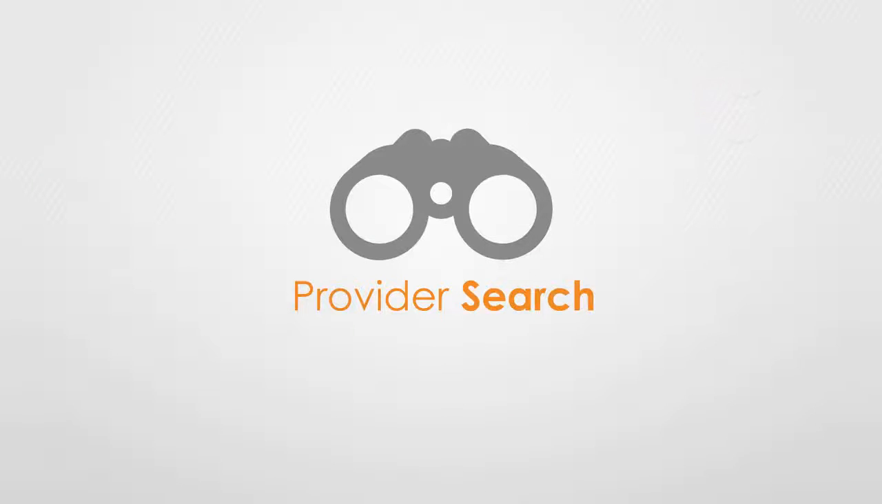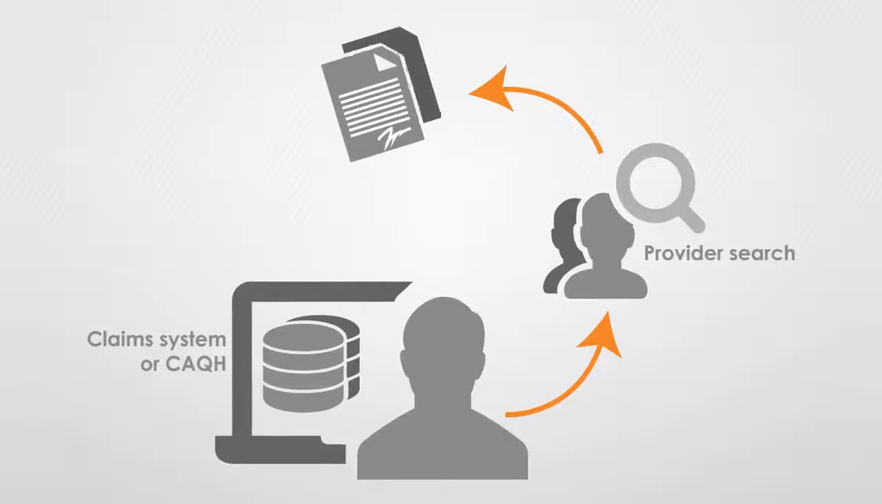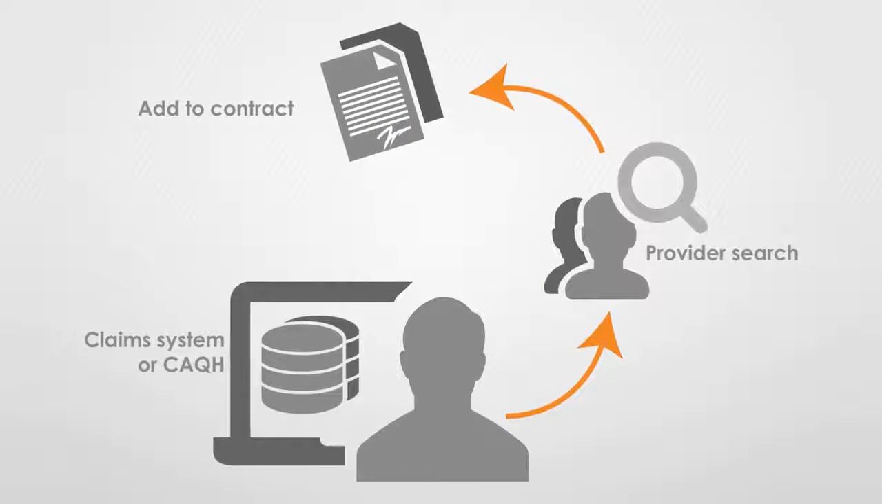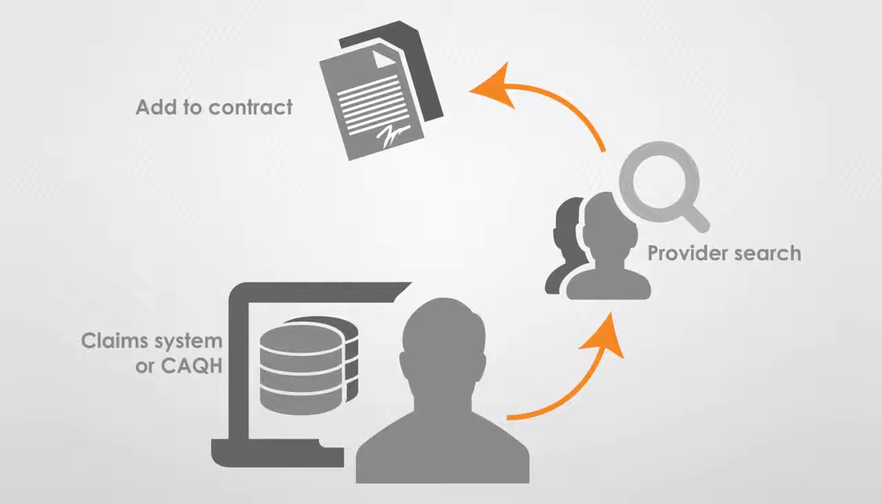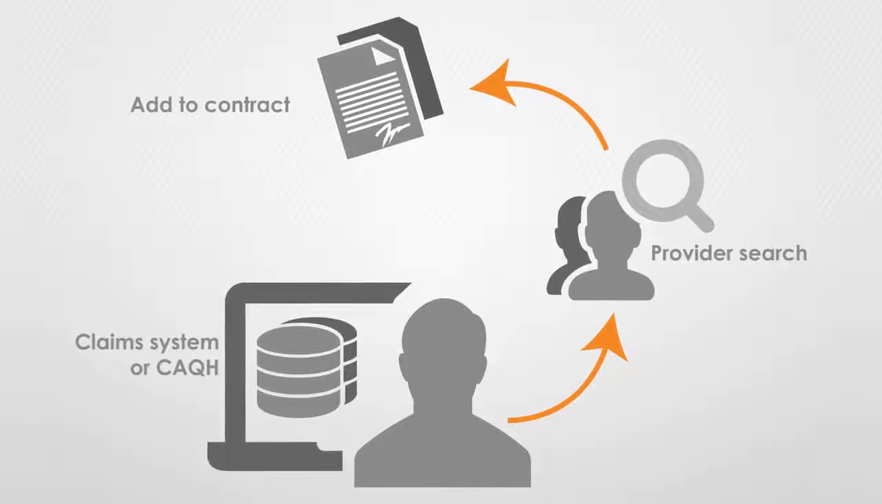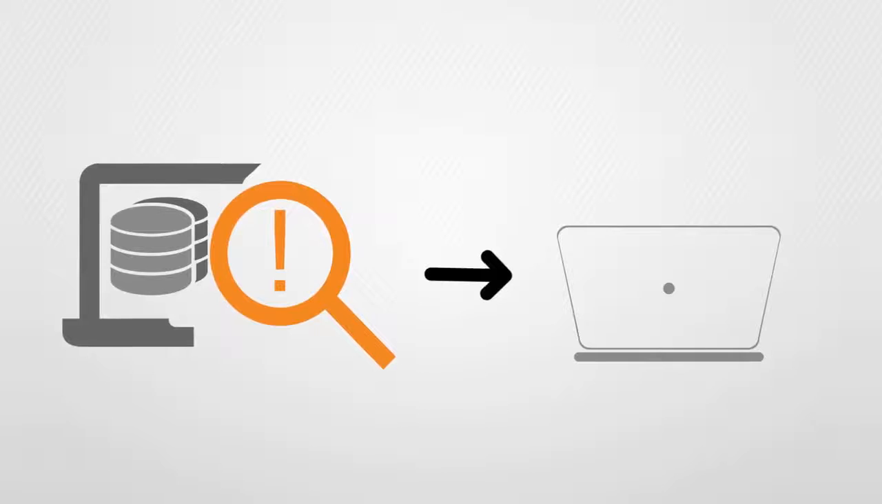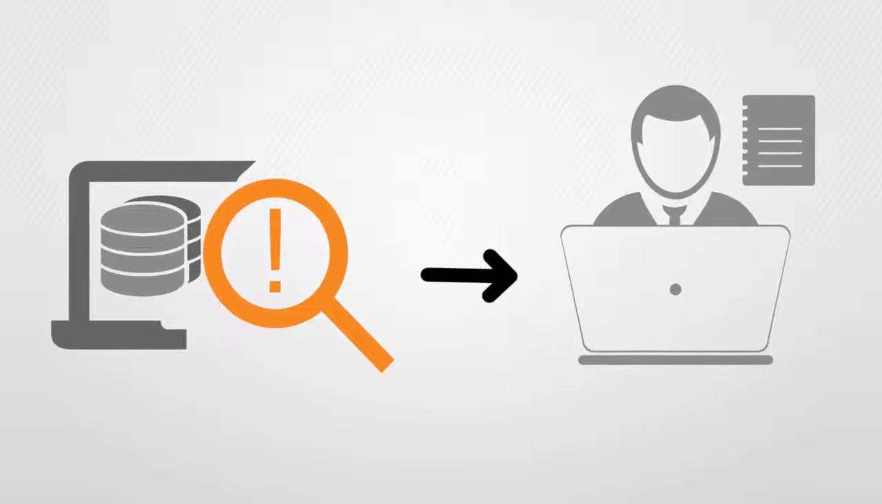Provider search. The solution enables the author to search for the required provider within the health plan's internal database, such as a claims solution or external databases like CAQH, and then add them to the contract. If provider information cannot be pulled from any of the databases, the author indexes the information manually.